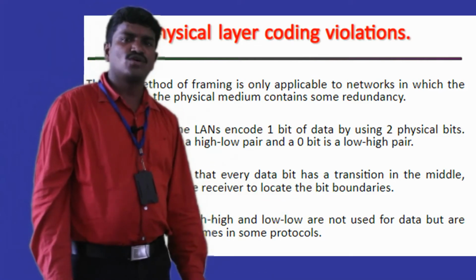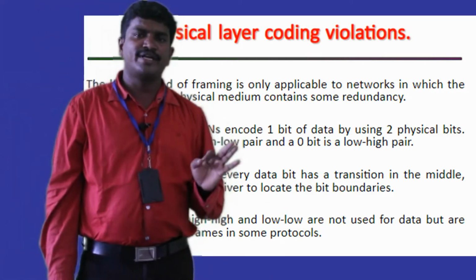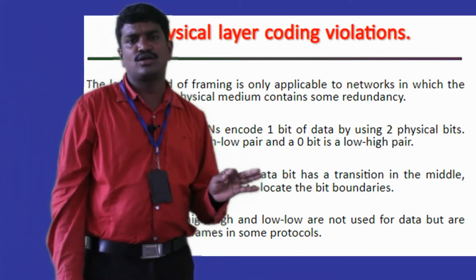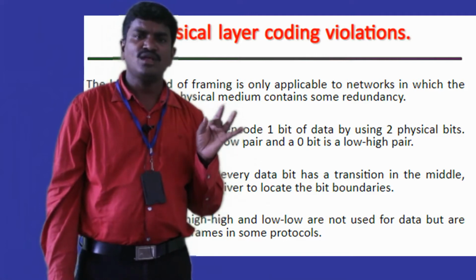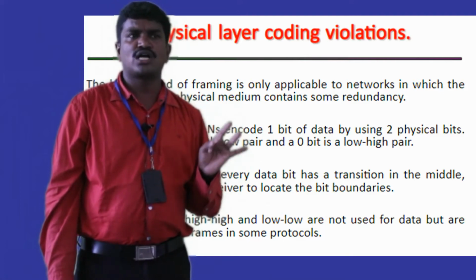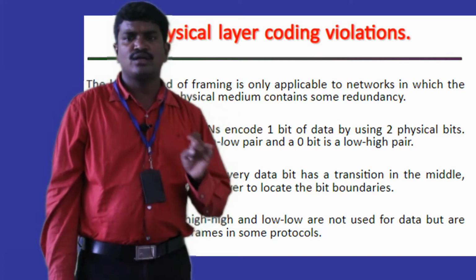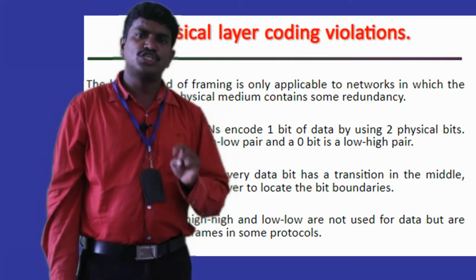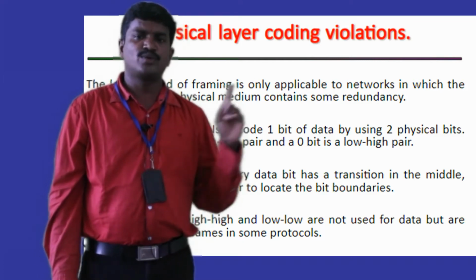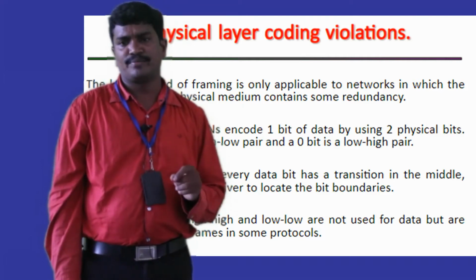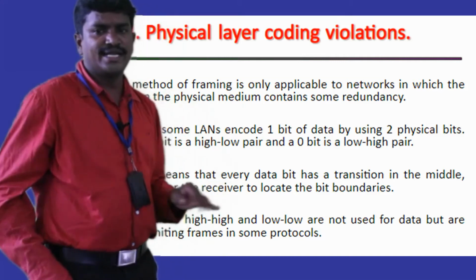This way, the framing concept can be implemented in 4 methods. I repeat, it can be implemented with character count, which comes under a method called fixed size framing. It can be implemented with the character oriented approach, or bit oriented approach, or physical layer coding violation. These last 3 come under variable size framing. The first one comes under fixed size framing. Okay, so that is the first responsibility and first design issue of the data link layer.